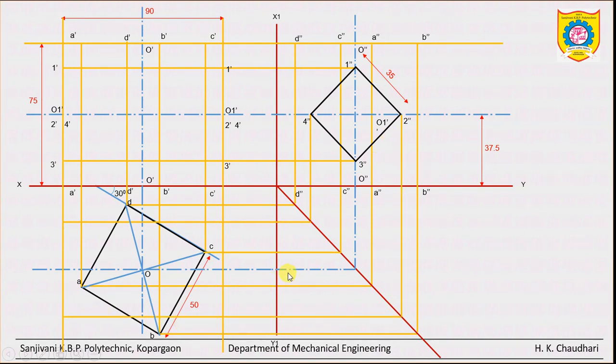Now see all the edges. Edges 1 and 3 are also overlapping with this center line. So all edges we can show here. Just label the vertices of the square prism on the right face as well as on the left face.